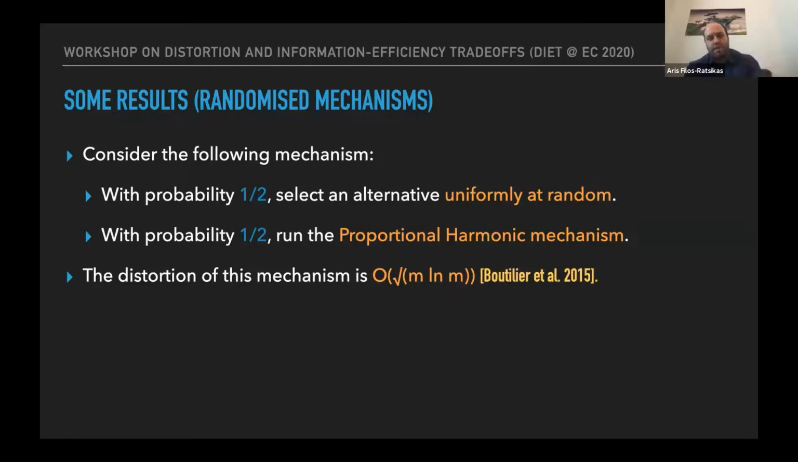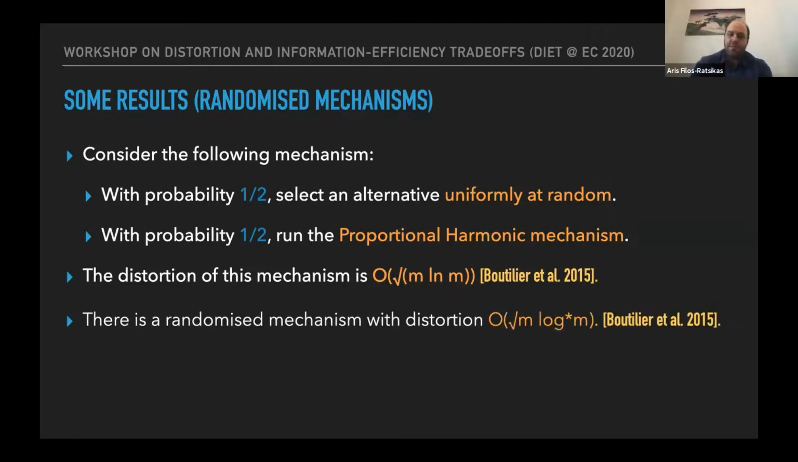It's not quite there yet, but in the same paper, the authors have another mechanism, which is somewhat more involved, which achieves an upper bound of square root of m times the iterated log of m, which is effectively the same as the lower bound. It's effectively matching the lower bound. The log star of m is very close to being a constant.